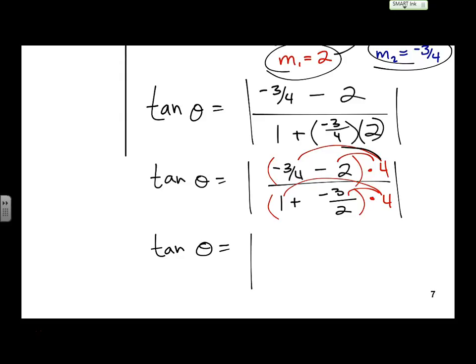What is, follow the arrow, 4 times negative 3/4? What is 4 times negative 2? Okay, let's do minus 8. Is that okay? 4 times 1. What happens here? 4 times negative 3/2? Negative 6. Good. The 2 and the 4 reduce. 1 and 2. 2 times 3 is 6. So then can't I make this, forget the absolute value, negative 3 minus 8, negative 11, make it positive, so positive 11 over 4 minus 6 is negative 2, make it positive, positive 2.